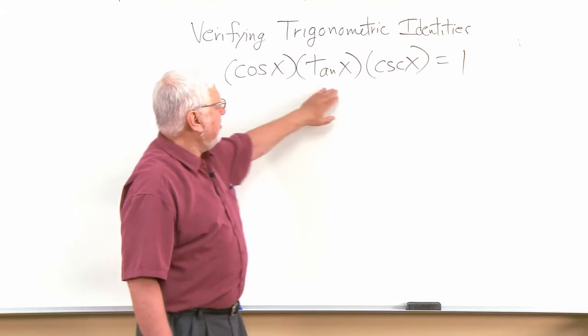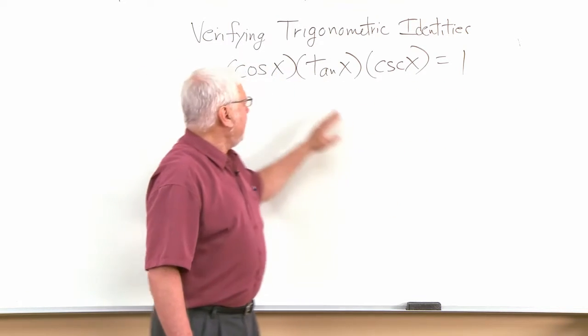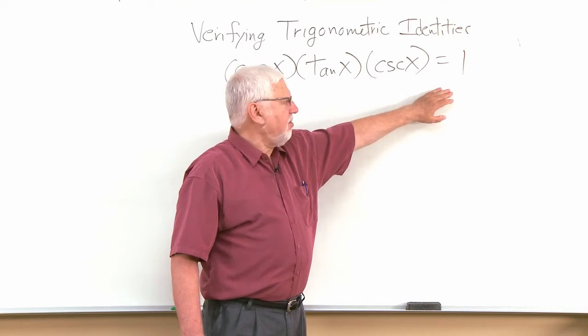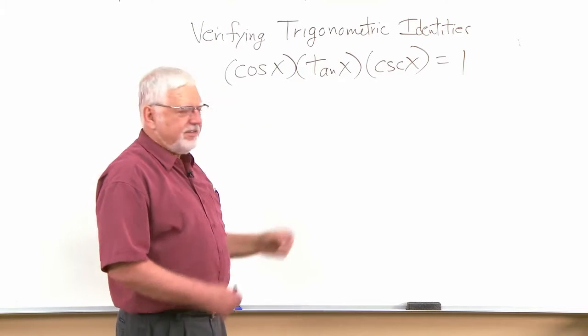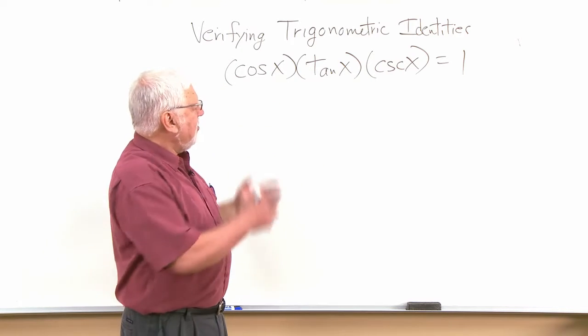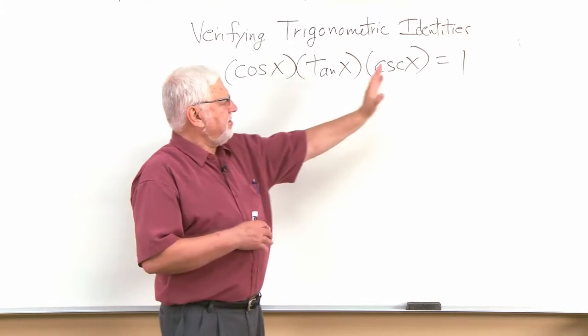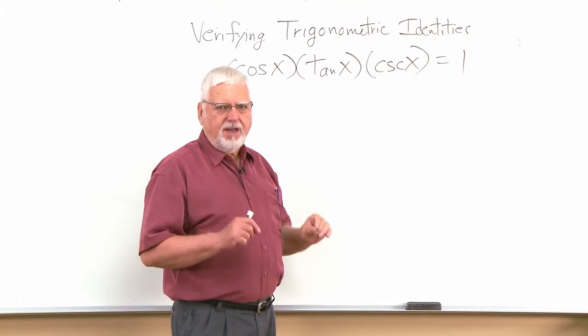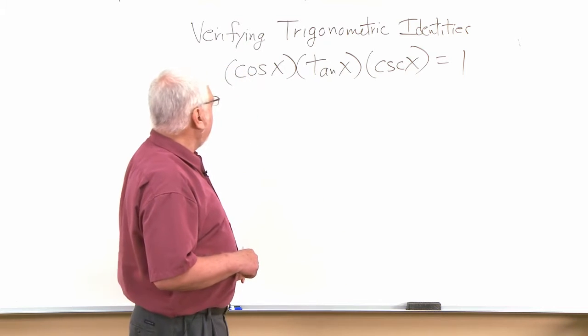x is. If x was 30, it would equal 1. If x was 21.3 degrees, it would equal 1. So it's always going to equal 1, but it doesn't look like it, so this is sort of like reducing fractions. We're going to try to reduce this side till it turns into 1. If we can do that, then we know it'd work for every value of x. So that's what we're going to try to do.